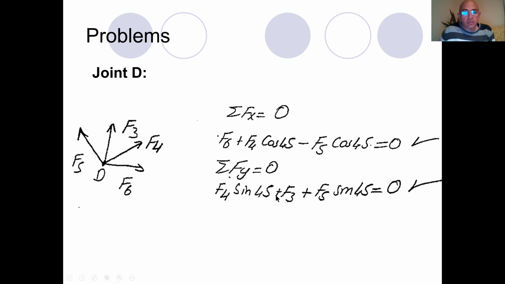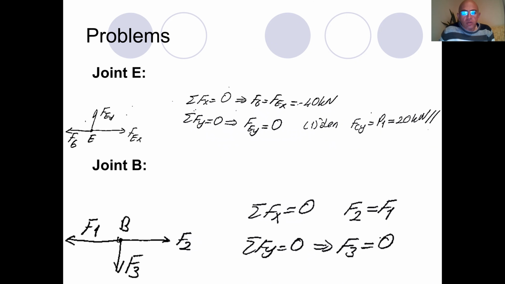Now, the last step is the joint D. Now, certainly I already calculated all the values. So let me write the sum of the forces in x direction. It is equal to F6 plus F4 cosine 45 minus F5 cosine 45. And I will see that that is equal to 0. This validates that my calculations are correct. And sum of the forces in y direction has to be equal to 0. And from there, it is F4 multiplied by sine 45 plus F3 plus F5 sine 45 is equal to 0. This validates my solution also.